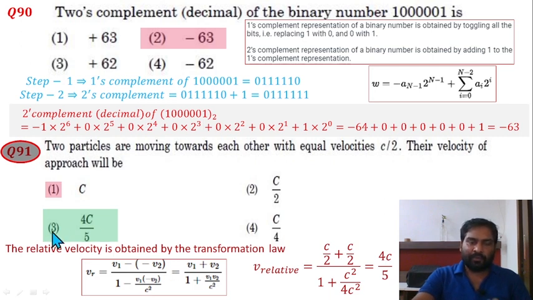Option 3rd should be correct, but in the answer key it is given 1. Okay, you can cross check from your side, but answer should be 4c by 5. Option 3 should be correct.